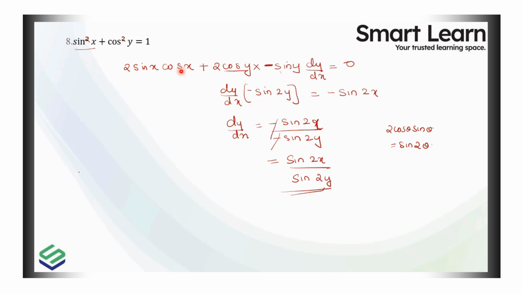This 2 sin x cos x I can write as sin 2x. So that will come in the RHS. 2 cos y minus sin y, that is minus sin 2y. So minus sin 2x by minus sin 2y, minus minus cancel. So you will get sin 2x by sin 2y. Next one.